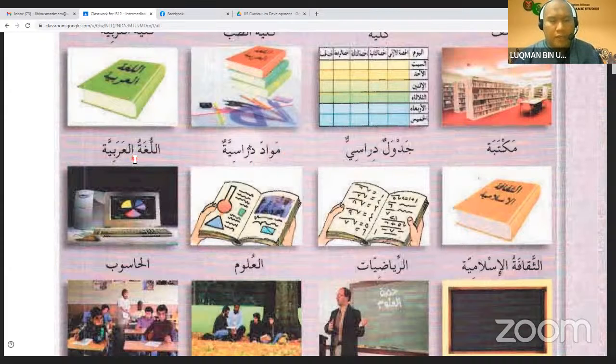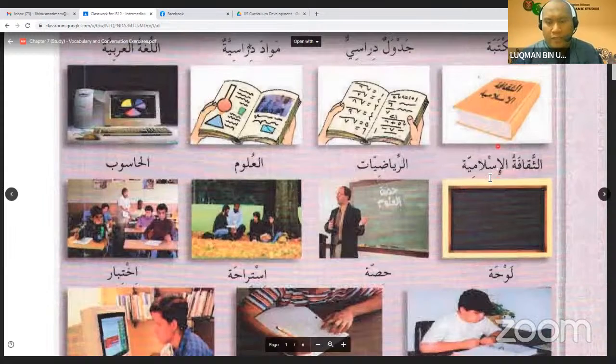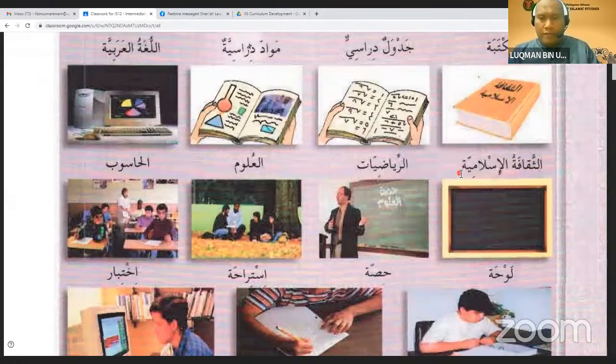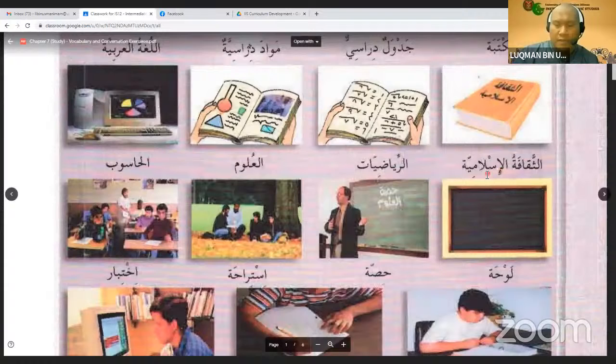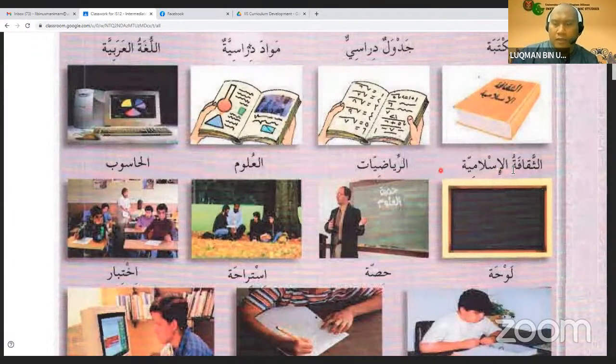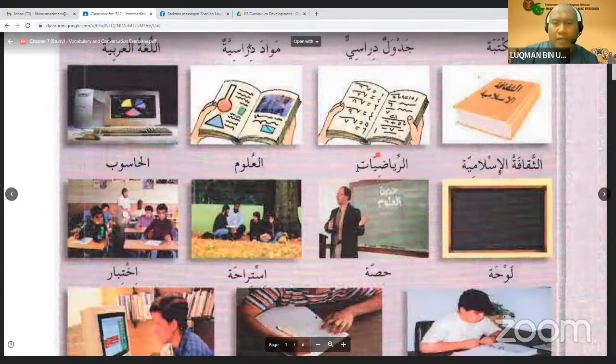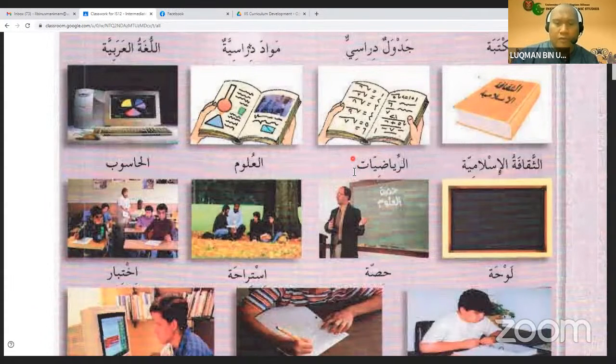Al-lughatul arabiyyah, Arabic language. Al-thaqafatu al-islamiyah. This one can be Islamic education or Islamic culture, Islamic studies. Usually it's translated as Islamic education or Islamic culture. That's one subject. Ar-Riyadiyat, mathematics. Al-Ulum, science.